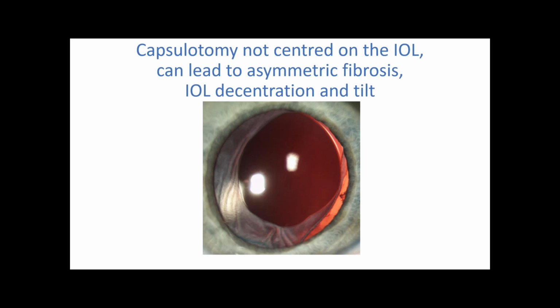We know that if it's decentered and there is incomplete coverage, this can lead to early onset PCO and even asymmetric fibrosis, which can lead to IOL decentration and tilt. This is important for all IOLs and patients, but optically, multifocal IOLs and torics are obviously going to be more sensitive to decentration and tilt.